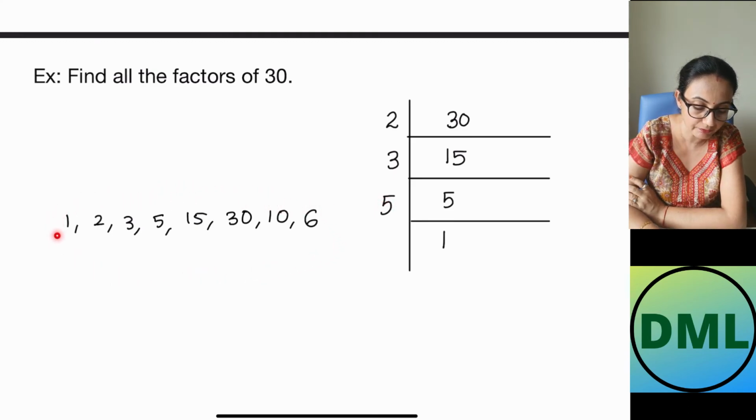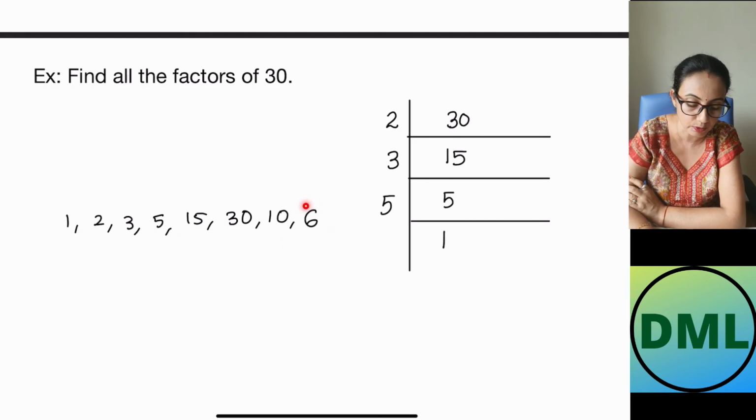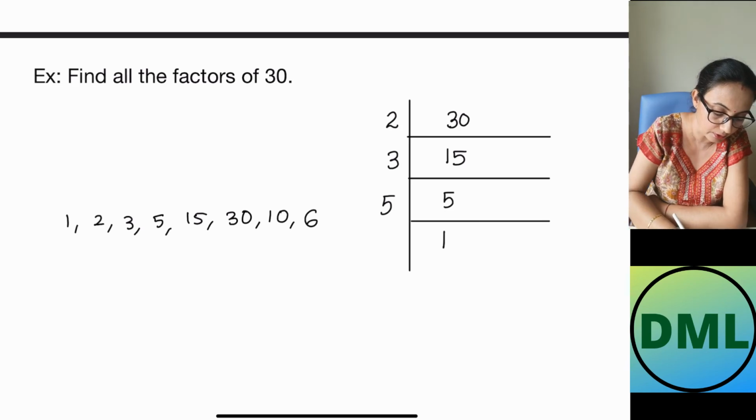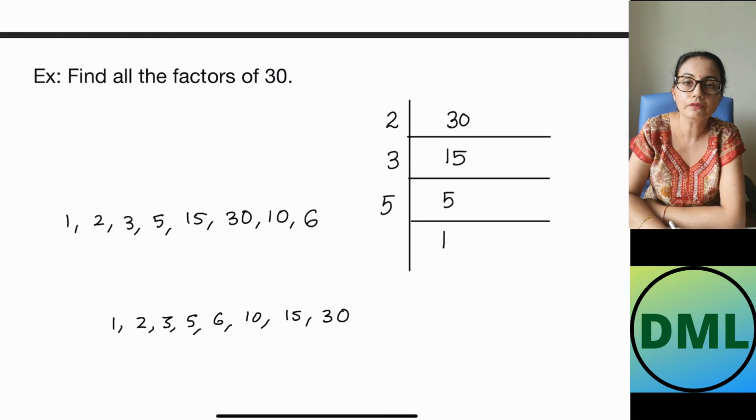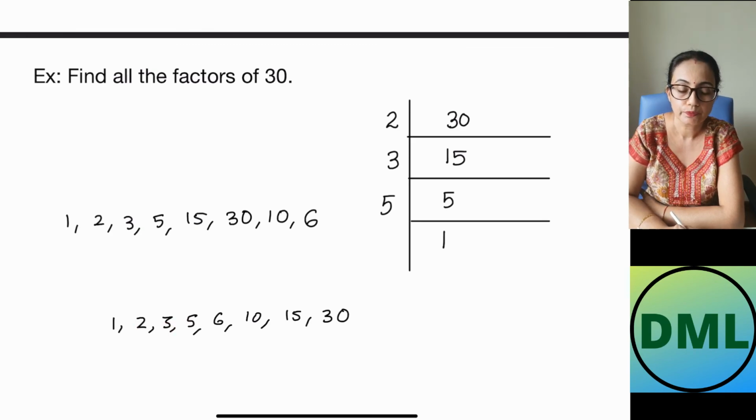But this is not the way you have to give your answer. I need to arrange it in ascending order. Let's arrange it in ascending order. It will be 1, 2, 3, 5, 6, 10, 15 and 30. These are all the factors of 30. That means 30 is divisible by 15 as well as 10 as well as 6 as well as 5, 3 and 2 also. So these are the factors of 30.